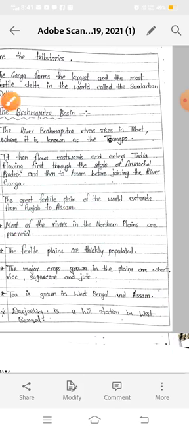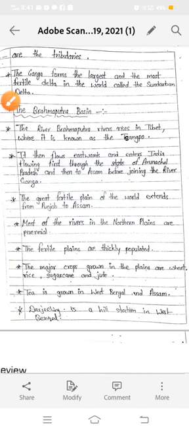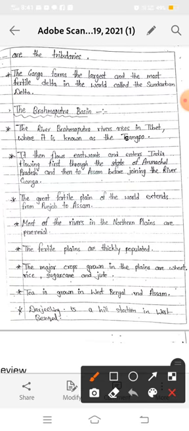So the reason is the northern plains are thickly populated because they have sufficient water for drinking and irrigation. Many industries are set up in the northern plains, and the soil of the northern plains is very suitable for growing crops. These are the reasons for the dense population of the northern plains.